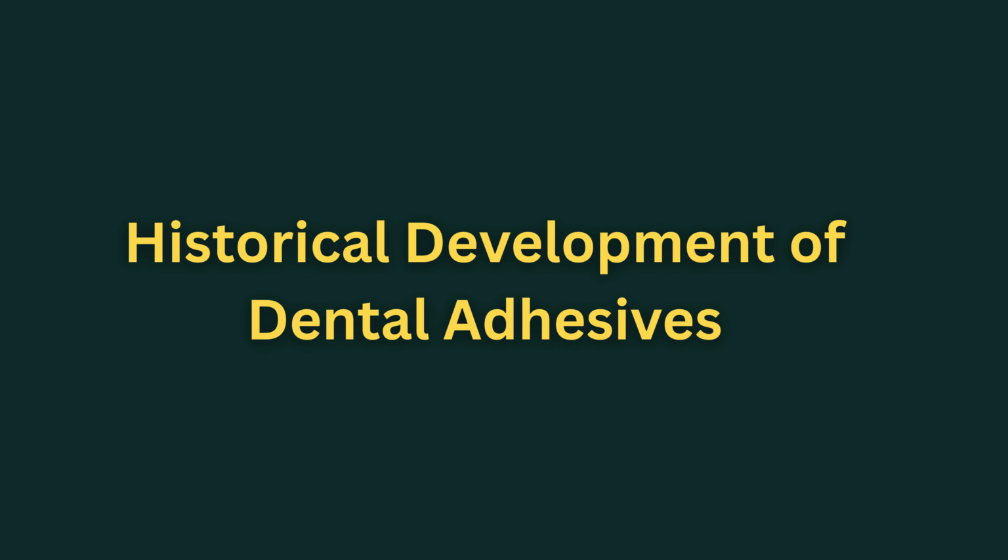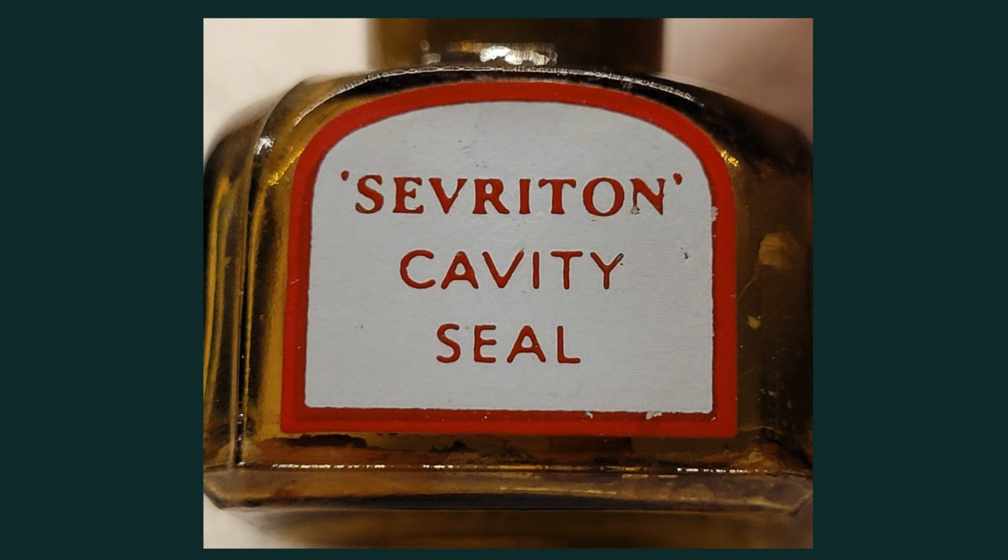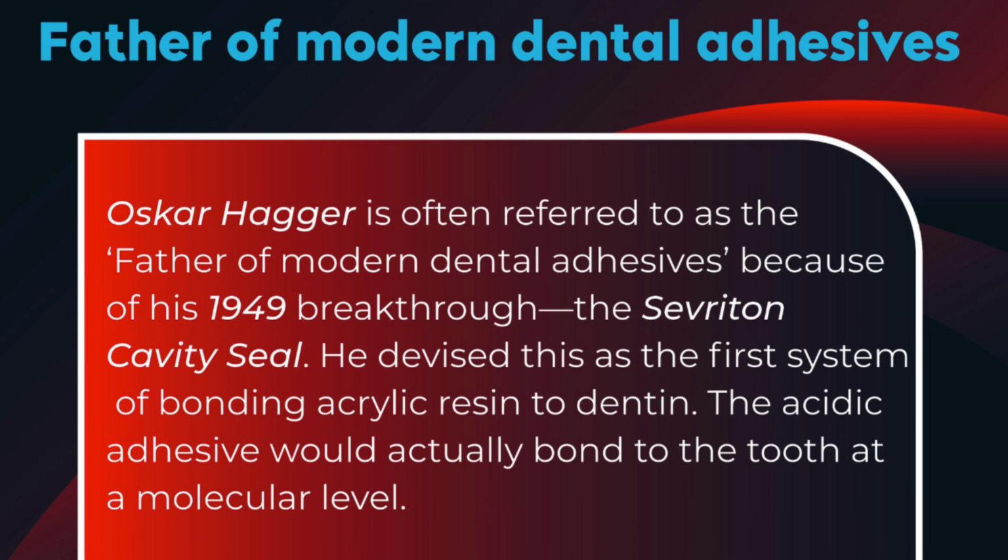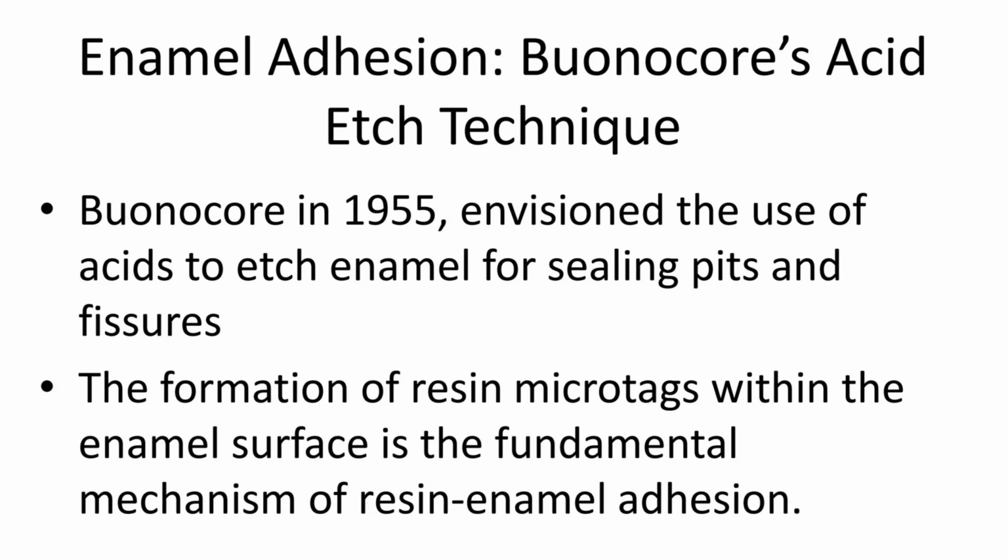Historical development of dental adhesives. Early developments. The earliest dental adhesive was developed in 1949 by Swiss chemist Dr. Hagger, who patented a material known as Sevriton cavity seal. The adhesive contained glycerophosphoric acid dimethacrylate, which can interact chemically with dentin surfaces. This concept introduced the idea that acidic monomers could simultaneously etch and chemically interact with tooth structures, a principle fundamental to modern adhesives.